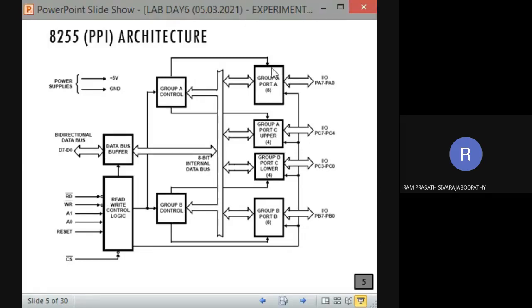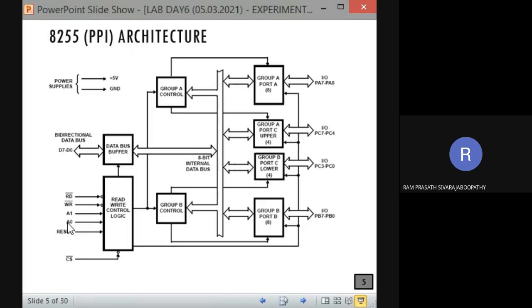Here we are having 3 ports. How many ports are there? 3 ports. So in which port am I going to write my data? That can be selected with the help of this A1 and A0. This A1 and A0 are used to select the port I am going to make use of. Out of the 3 ports, in which port am I going to write the data?